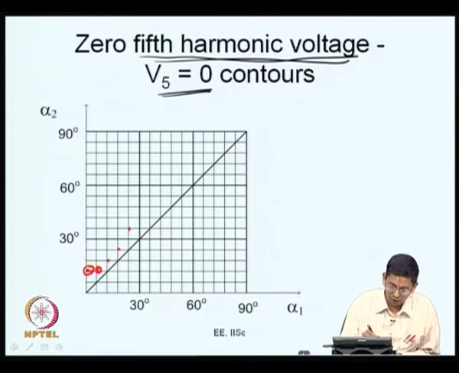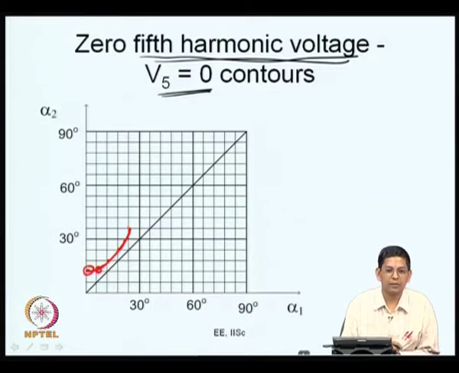Whatever you have done is you can join these points and be happy. You can join all these points. You have at least found a set of points at which the fifth harmonic is equal to 0.